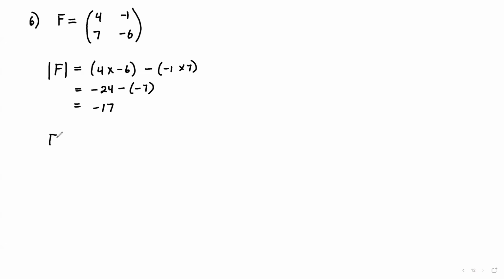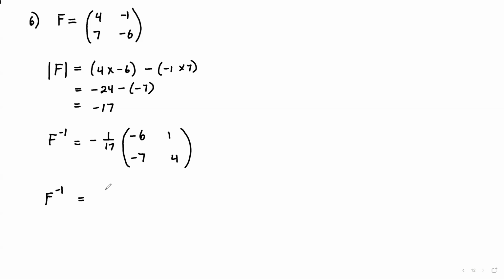So therefore, F inverse would be negative 1 over 17 times the adjoint of F. So you swap negative 6 and 4 and change the sign of the remaining values. All right, and now we multiply throughout. So Amisha, you had up until this point, the first one that you sent me, and that was correct, right? The only thing now is to multiply each element inside the matrix by 1 over the determinant. That's what I was trying to explain in the WhatsApp.